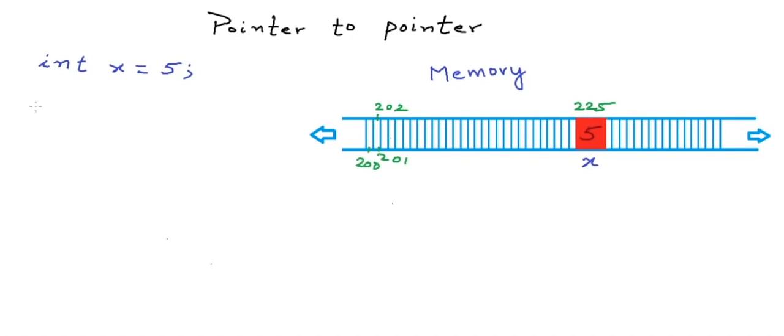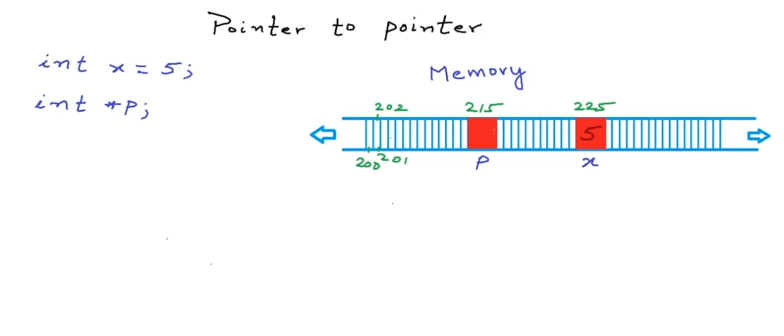Now the next thing that I want to do is I want to declare a pointer variable that will store the address of x. Now to store the address of an integer, we will have to declare a pointer to integer, something like this. We need to put an asterisk sign in front of the variable name. Now what will happen is that some amount of memory will be reserved for this variable p.